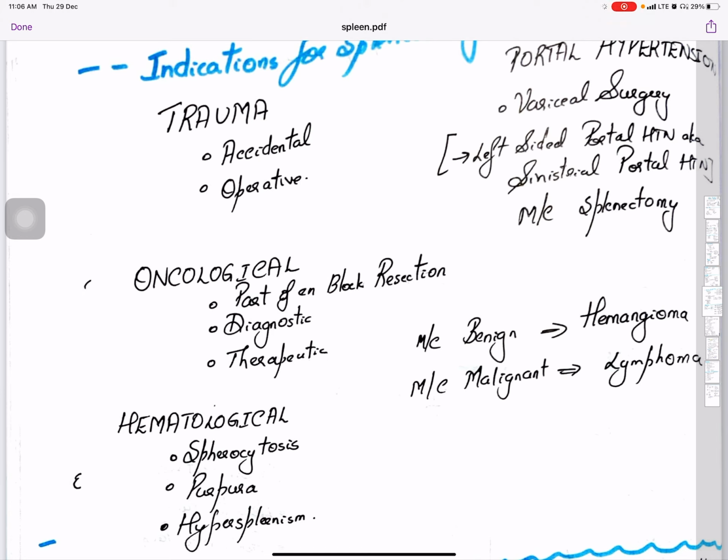Where are we? Splenectomy. Investigations: diagnostic peritoneal lavage, plain X-ray, and then we go for emergency splenectomy. Emergency splenectomy, splenography, partial splenectomy, and non-operative. So this table is very important.